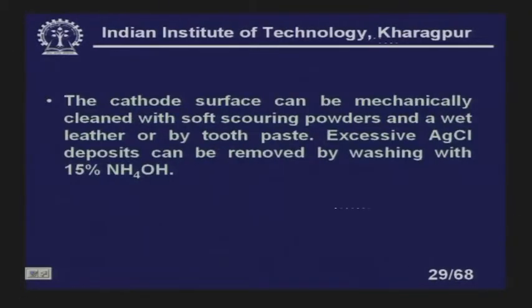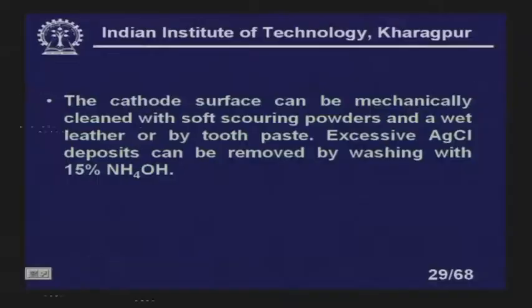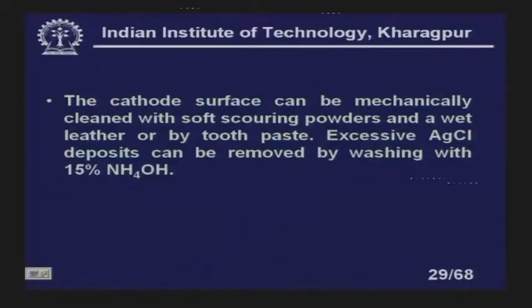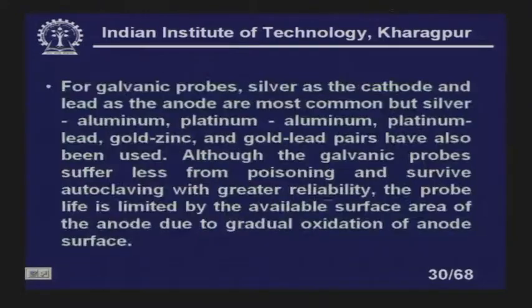The cathode surface can be mechanically cleaned with soft scouring powders. So, you regularly clean it with cleaning powders and a wet leather or even toothpaste. Excessive silver chloride deposits can be removed by washing with ammonium hydroxide, 15% ammonium hydroxide. I told you this from the very beginning: regular cleaning of the electrodes.